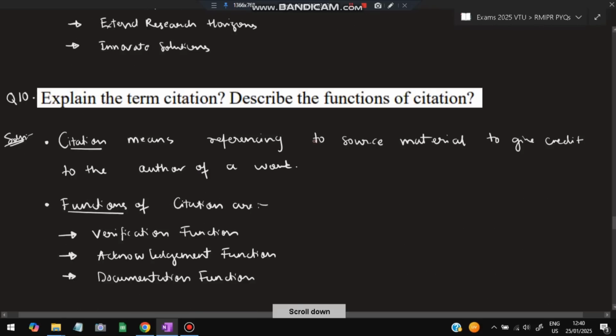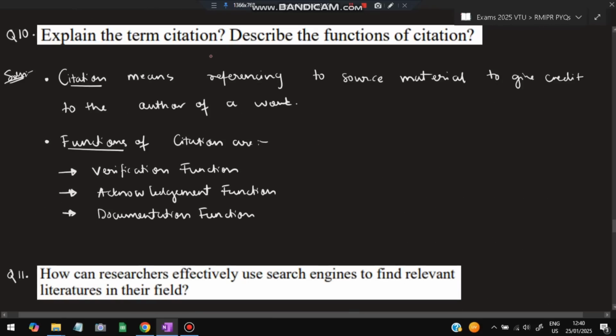Moving on to the next super important question, which is: explain the term citation and describe the functions of citation. What does citation mean? It means referencing source material to give credit to the author of a work. Suppose an author wrote a book on apples, and you want to write a book on fruits. Some part of the apple material you want to include in fruits also. While including the apple part here, you will cite that you took it from that book. That is called citation.